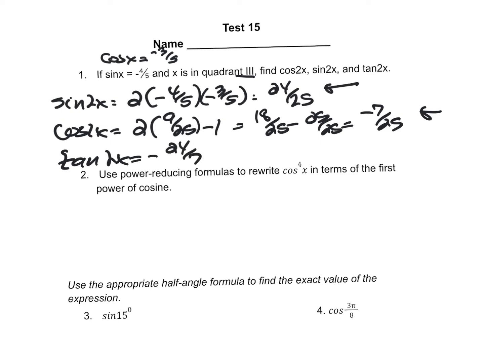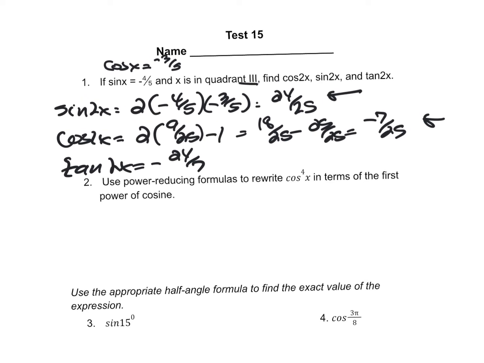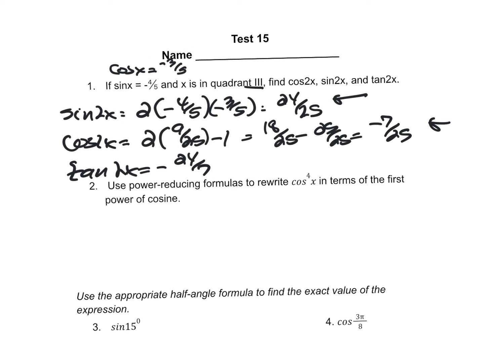Number two, use power reducing. This is going to be a doozy. To do cosine to the 4th power. So cosine to the 4th is really cosine squared, squared. I'm trying here to make this work. There we go. Cosine squared. So that's what I'm about to do.